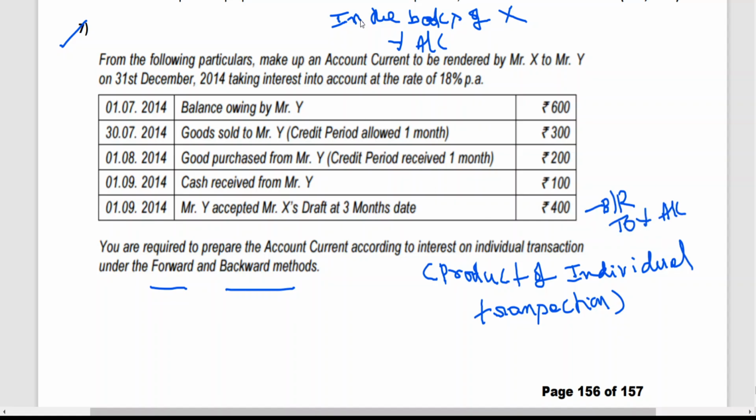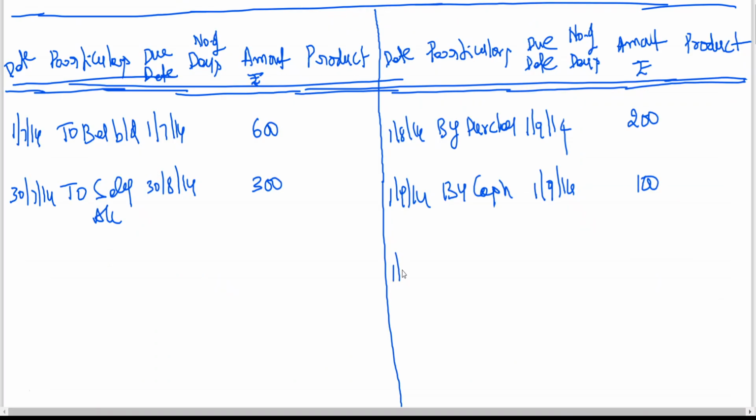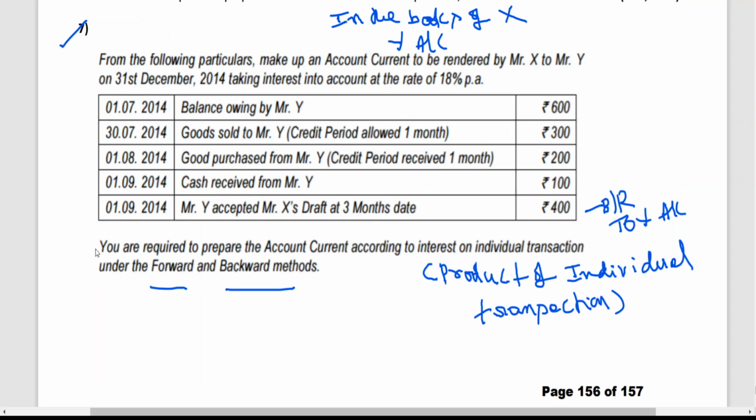So in the Y account, 1st September 2014, by Bills Receivable Account. Now the due date: he has not given the date, so we need to calculate it. 1/9/14 plus how many months? 3 months, plus 3 grace days. It is coming to 4th December 2014. I am closing my account on 31st, so there is no question of any negative. This is the due date. 3 days, 3 months, 4th December 2014. So by Bills Receivable.